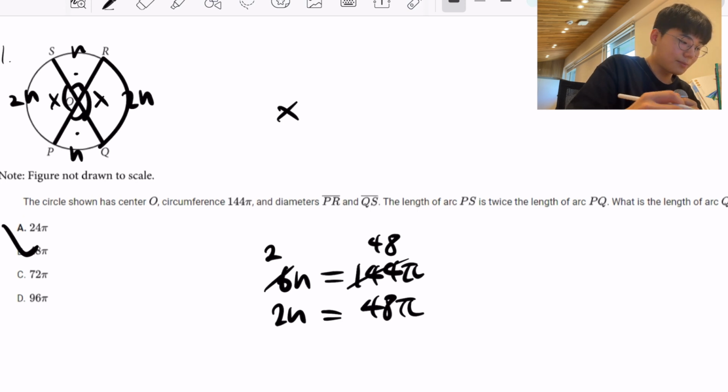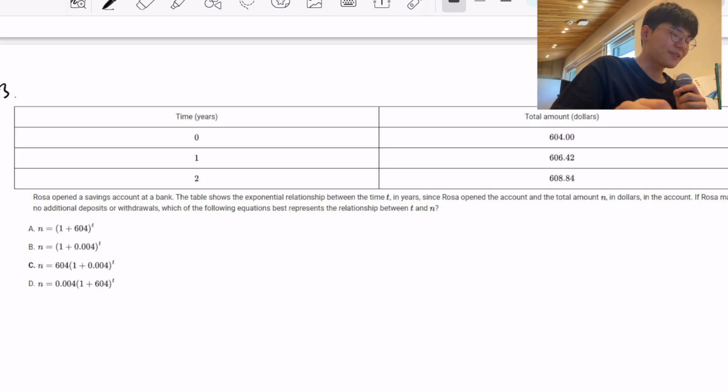So for these kinds of problems where they ask you about the arc length, you have to look at what degrees and what arc lengths are the same. Problem 13 is also a very good example of how you don't need to read everything, because it's an easy problem.